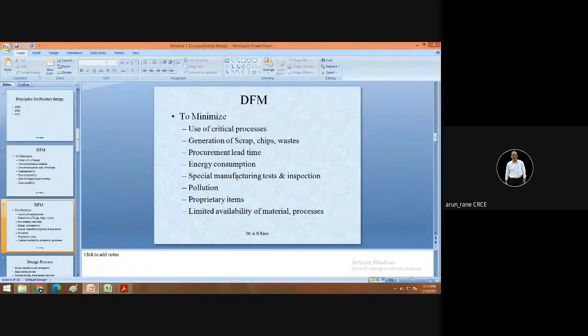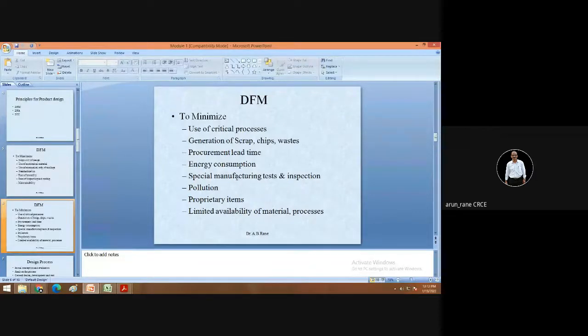You should not go for special manufacturing test and inspection. NDT do, radiographic do, X-ray do, DP test take. So suppose some doctor goes on giving these tests, obviously no patients will come again, and he will also tell others not to go to that particular doctor. So unnecessarily you should not, or you should minimize, the special manufacturing test and inspection procedure. Pollution, very very important. Pollution should be minimum. Your product should be environmentally friendly.